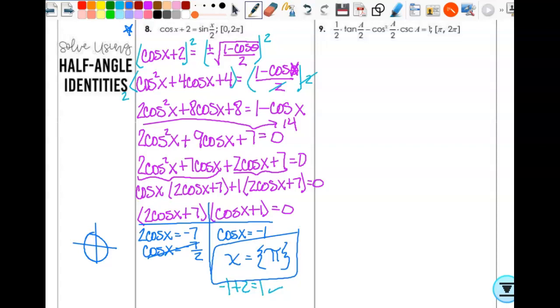Okay. Do you have to check for extraneous solutions every single time? No, only when? When you square it. Okay, very good. All right, let's look at number 9.